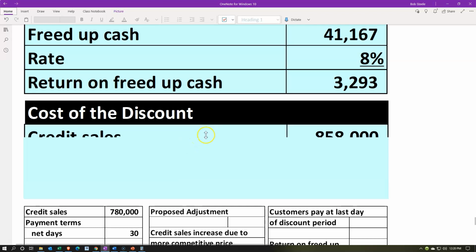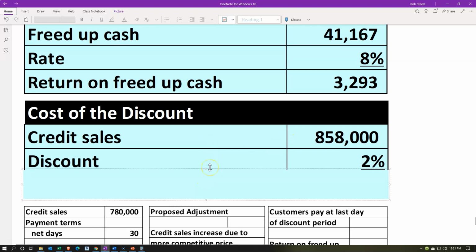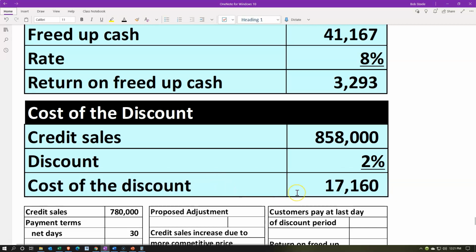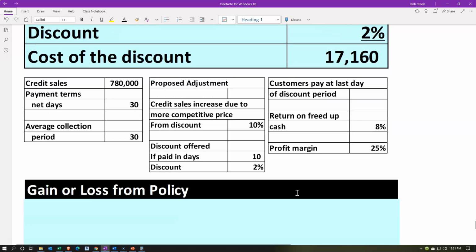What's going to be the cost that we have? Well, we've got the 858,000 in sales. Now, this is a little bit tricky because notice sales increased. So it's a little bit tricky to figure out what the cost of it is, because if we didn't have it, then we would only have 780,000. But in any case, we take the whole credit sales, and then we're going to multiply it times the 2% because we're going to have to provide a discount. We're going to get 2% less, and that means the cost is going to be 17,160.